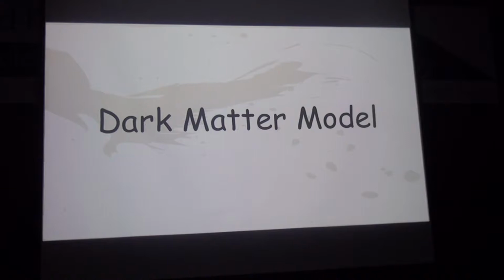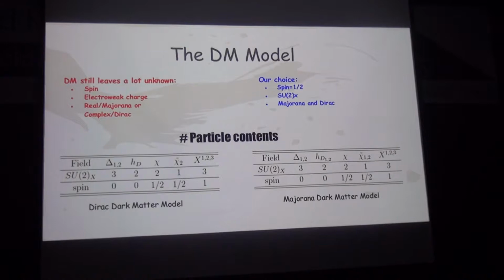So let me show you how we build this dark matter model. To build a dark matter model, we have to consider lots of very basic properties. First, what is the spin of dark matter? Second, what kind of electroweak charge does this dark matter have? And then, is this dark matter a real field or complex field? Our choice in this case is spin one half, and it's a fermion. Then we choose a dark SU(2). And in our case, we will discuss both the Majorana and Dirac cases. And then we introduce eight new fields.